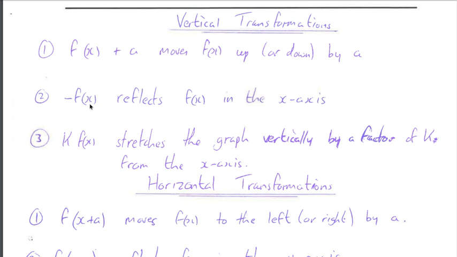Here we might be thinking y equals negative x squared, which flips the parabola upside down. It makes it a sad face parabola. And f of x plus a could be y equals x squared plus 2, which moves the y equals x squared parabola up by 2.